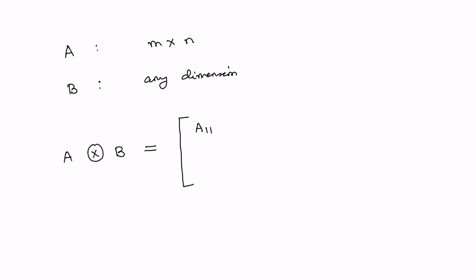A would be A11, A12, like this. It will go up to A1n here, and n columns are there. And then if I go by the rows here, the final row is going to be m: Am1, Am2, like this. The last element is going to be Amn, m rows and n columns. So this is the matrix for A and tensor product with B.